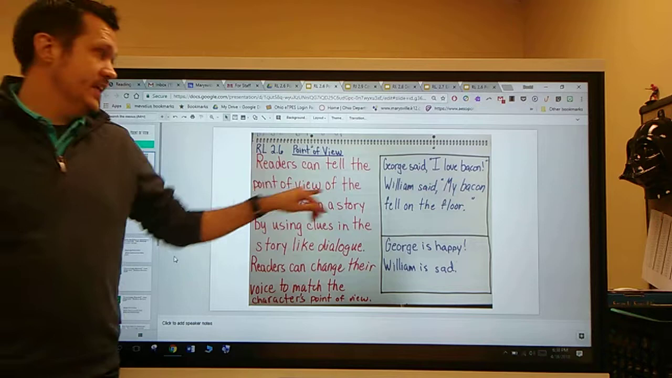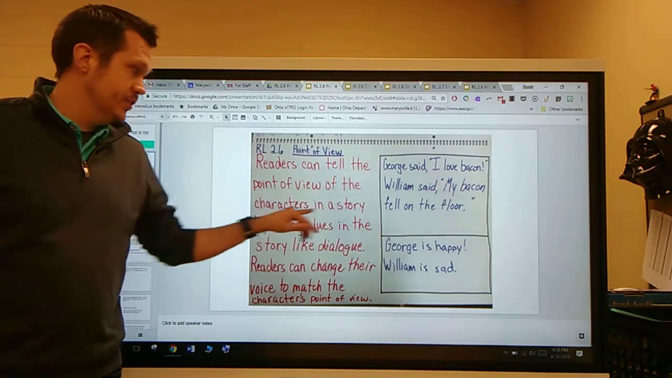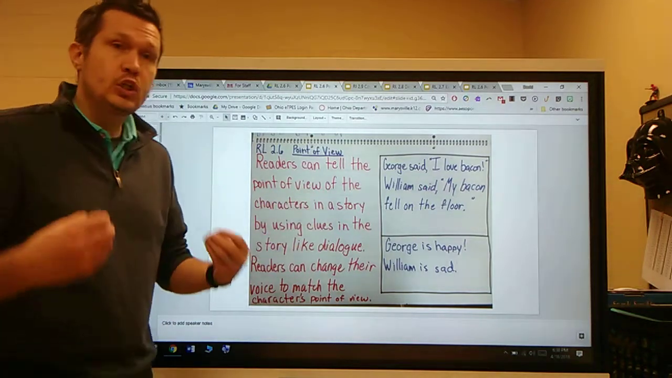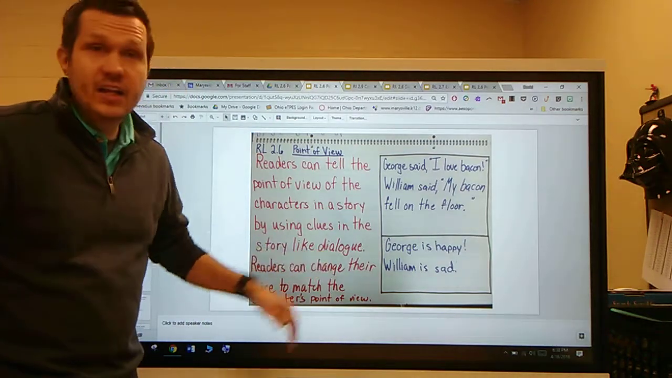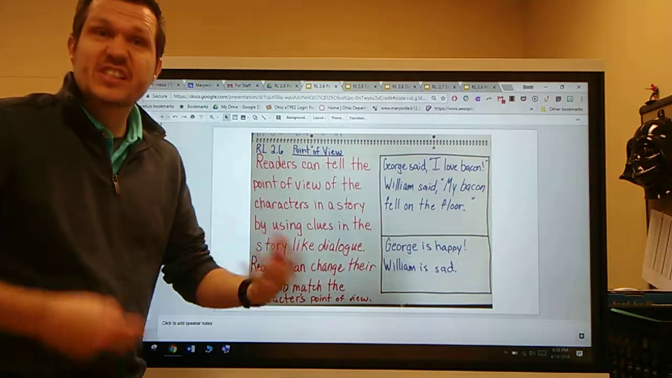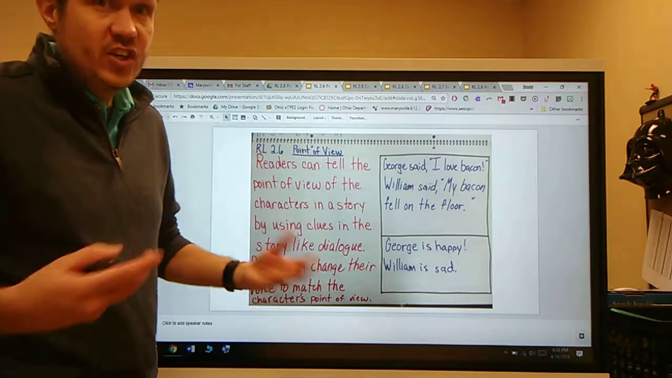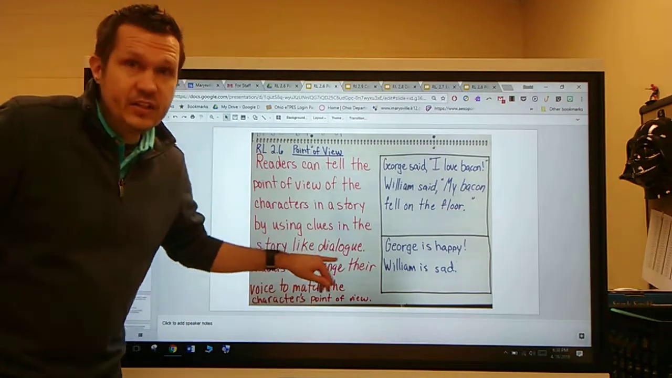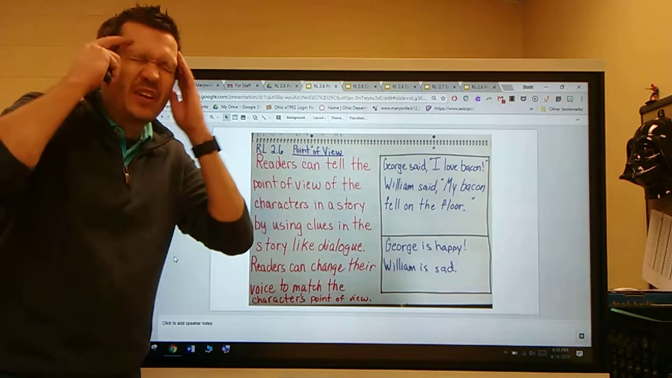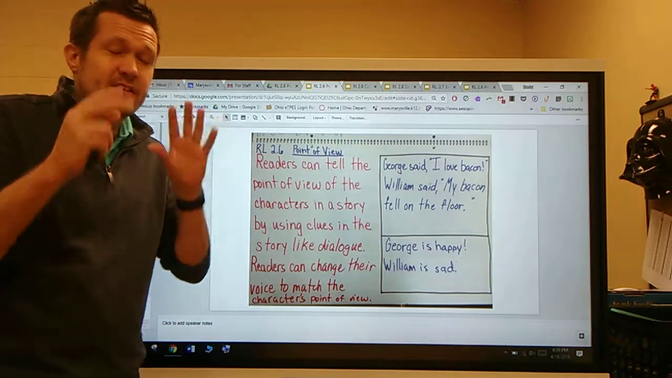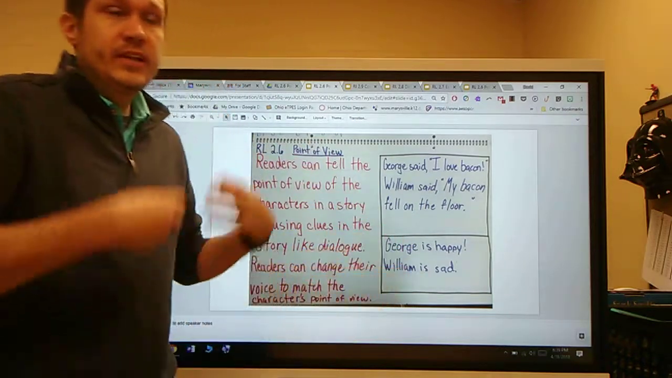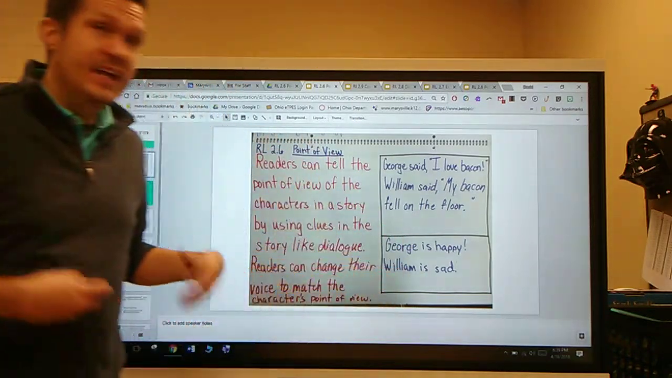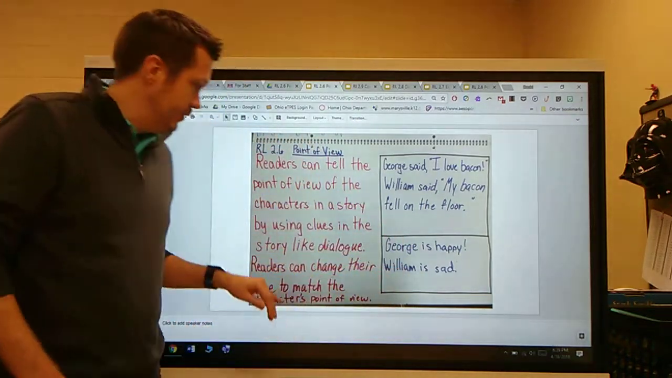So readers can tell the point of view of characters in a story by using clues in the story. Clues like the dialogue. And dialogue means that's what characters are saying. So when the characters are talking, that's called dialogue. And so we really look at dialogue because that helps us understand how the characters are feeling. And that gives us their point of view. So point of view means like how they are feeling. Are they feeling happy, scared, sad? That's a character's point of view.